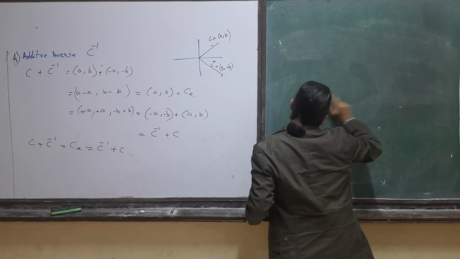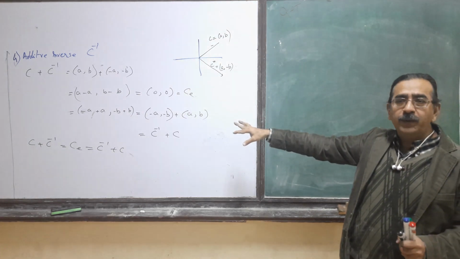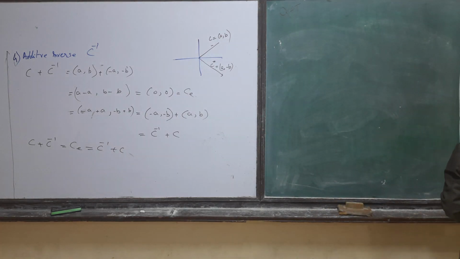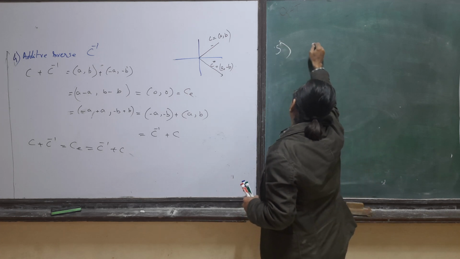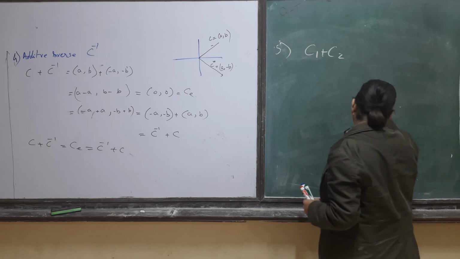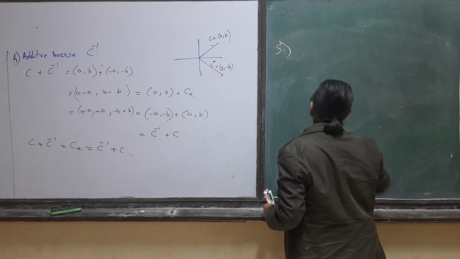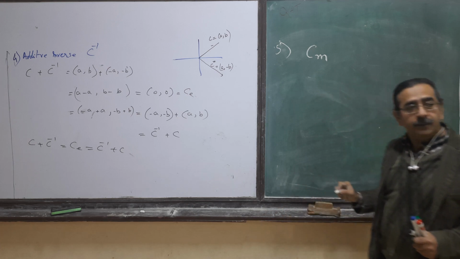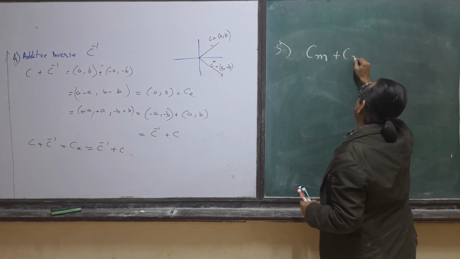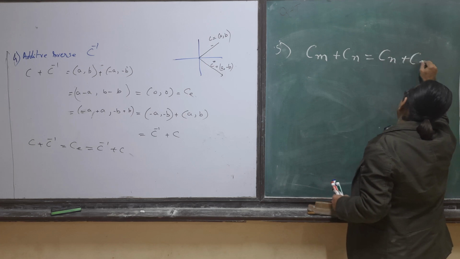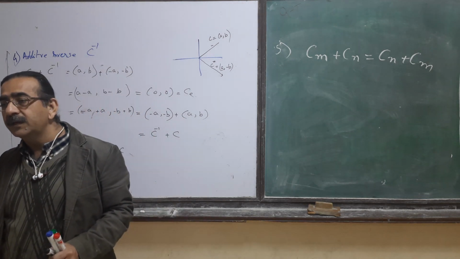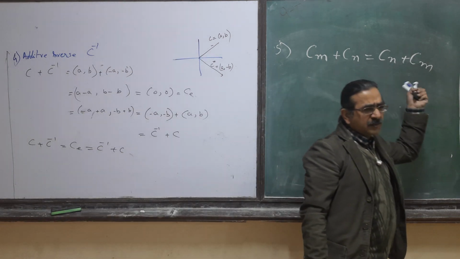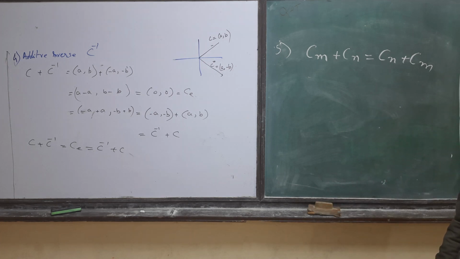Commutative property or abelian property. This makes the group under addition. Fifth is C1 plus C2, any element Cm plus Cn, this will be equal to Cn plus Cm. Okay, so these make the abelian group under addition. And now I think it is straightforward. You can do it.